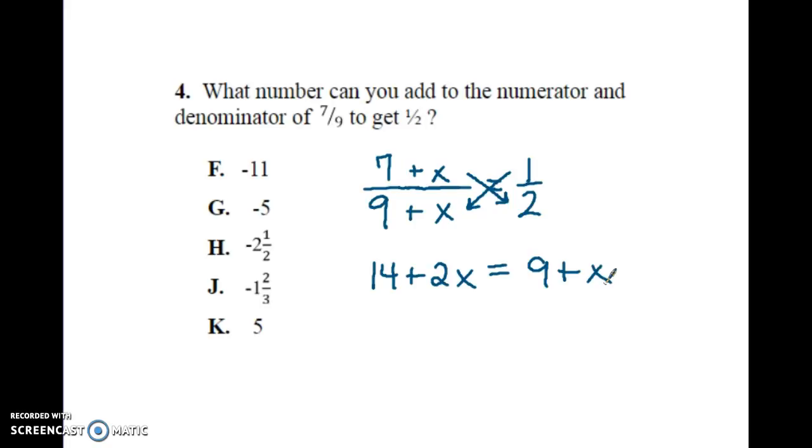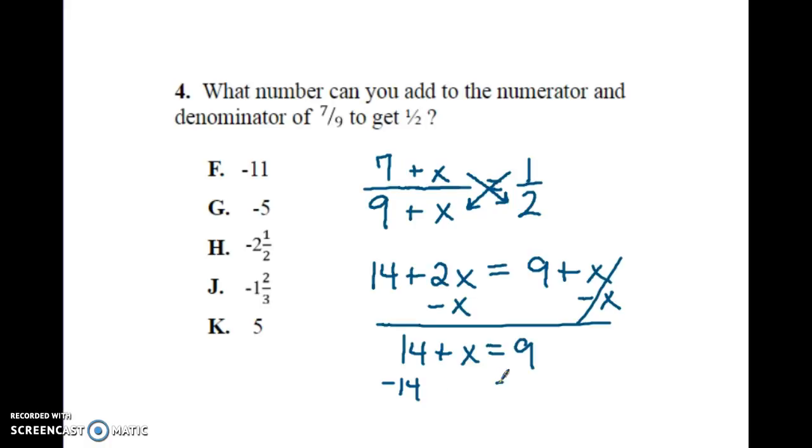Then you'll collect your like variables. So you'll subtract x from both sides. So you'll have 14 plus x equals 9, and those x's will cancel out. And then you'll subtract 14 from both sides of the equation. So x will equal -5. So if you add -5 to both the numerator and denominator, you will get a value of 1/2.